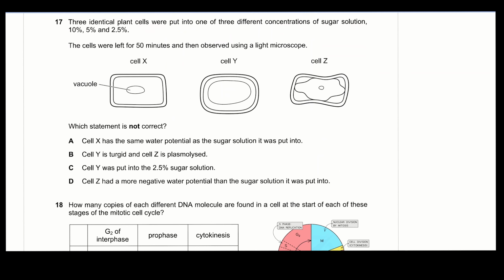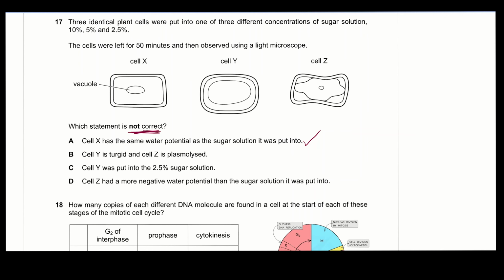17. 3 identical plant cells were put into one of 3 different concentrations of sugar solution: 10%, 5%, and 2.5%. The cells were left for 50 minutes and then observed using a light microscope. Which statement is not correct? For A, cell X has the same water potential as the sugar solution it was put into. This is correct. The reason for this is because water didn't go in, so it's not turgid, and water didn't move out, so it's not plasmolyzed.